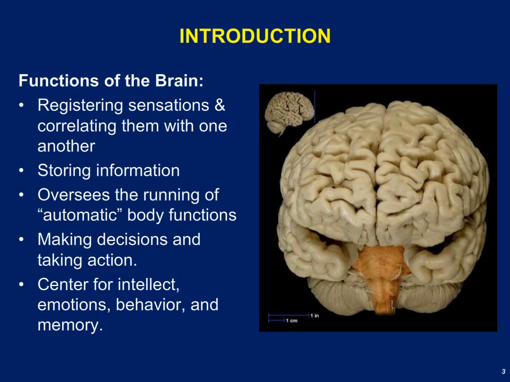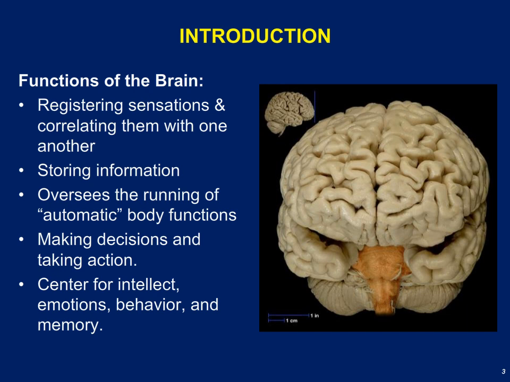So the functions of the brain are quite numerous, and they include registering sensations and processing these sensations. It includes the storing of information, such as memories. And the brain also oversees the running of automatic body systems, and this would be things like the autonomic nervous system that runs your heart rate, your respiration rate, controls your blood pressure, body temperature, and so on. And of course, the brain is very important for making decisions and taking appropriate action.